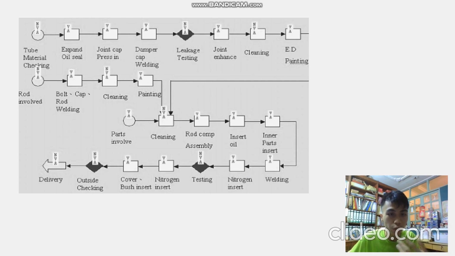If not, then we have to go back to the origin place and start to do it again, because it's not safe to use. So we have nitrogen insert, cover boost insert, then we come to the outside checking. This is the last checking before we come to the delivery.